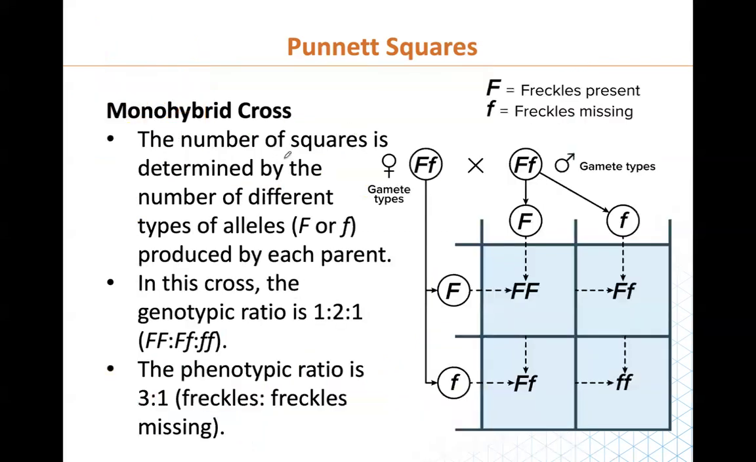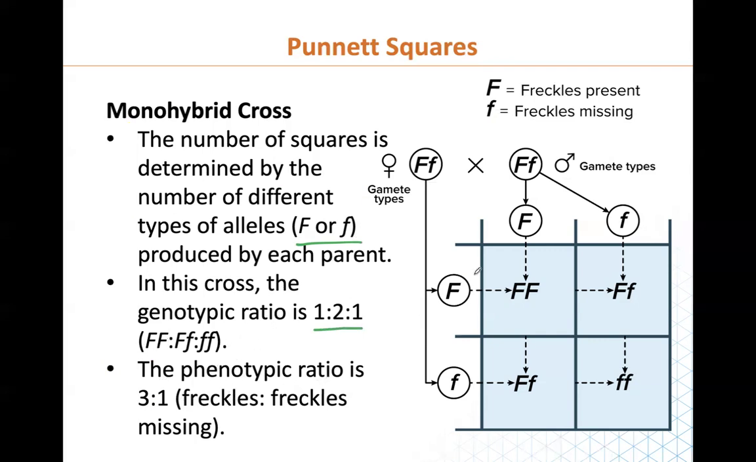A monohybrid cross, another example, is freckles and no freckles. One parent has freckles and the other one doesn't. The number of squares is determined by the number of different types of alleles, so you have this and this produced by each parent. In this cross, the genotypic ratio is 1 to 2 to 1, and the phenotypic ratio is 3:1.